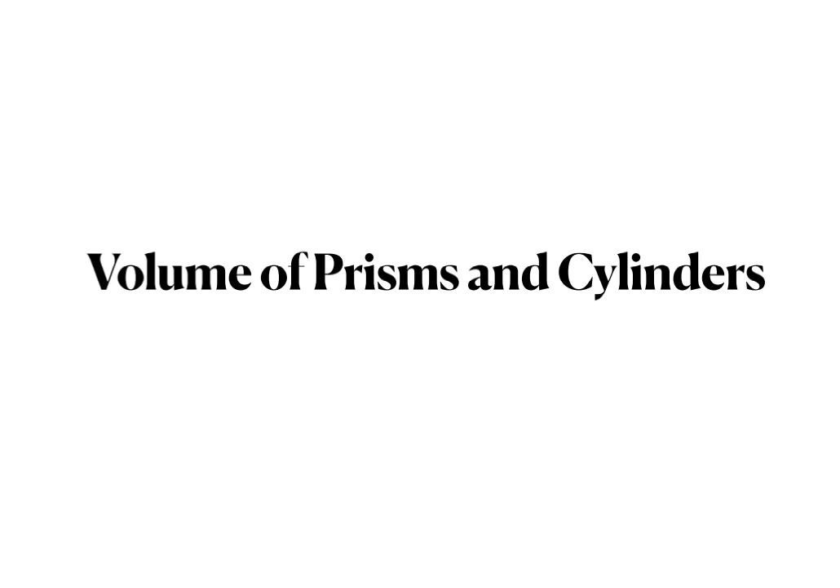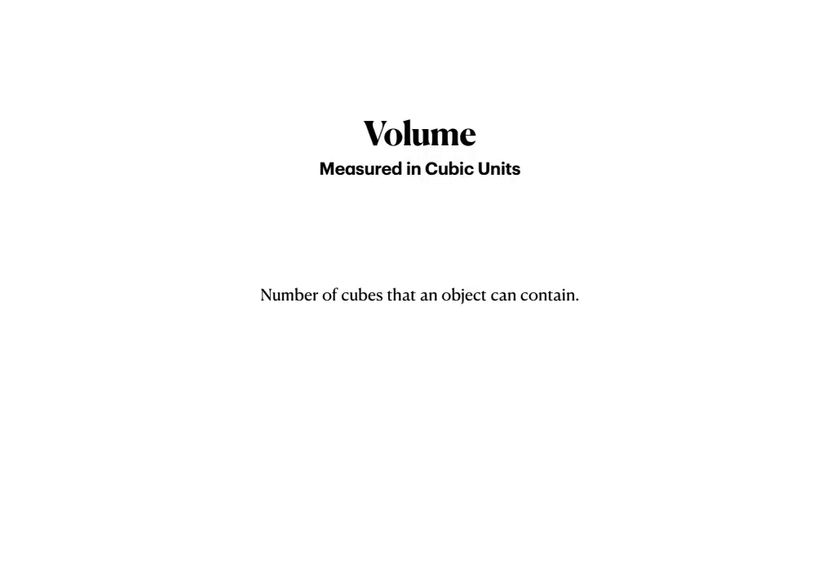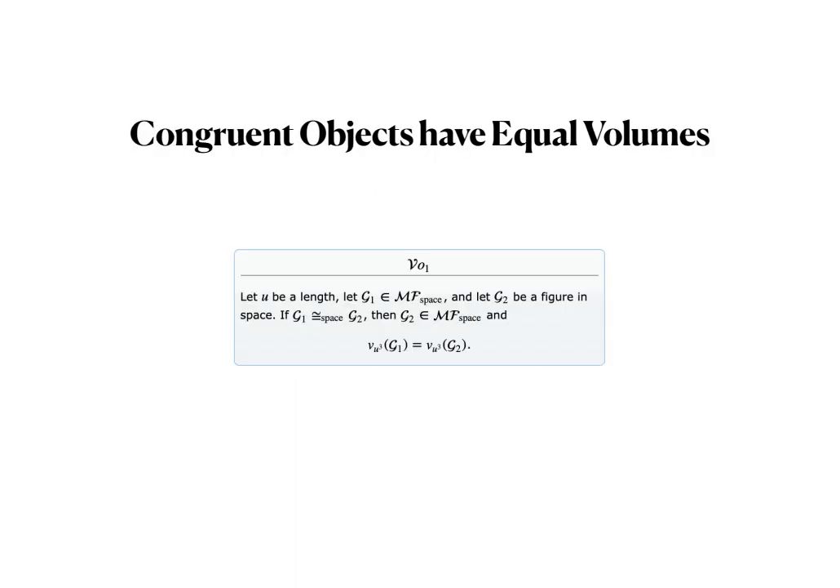Today we're going to talk about volume of prisms and cylinders. Volume is measured in cubic units. It quite literally is the number of cubes of that size that you can put into an object. Congruent objects have equal volumes.